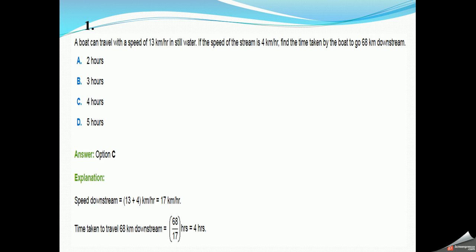So we have to simply use the formula speed equals distance upon time, but we have to calculate time, so the formula is time equals distance upon speed. So distance is 68 km and the speed equals 17 km per hour. So the time required to go downstream equals 4 hours.